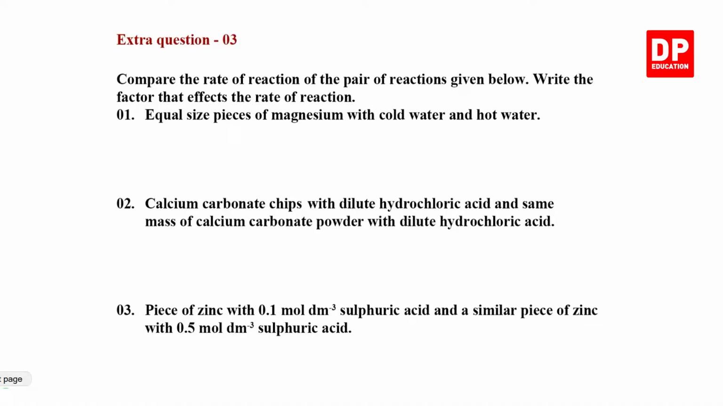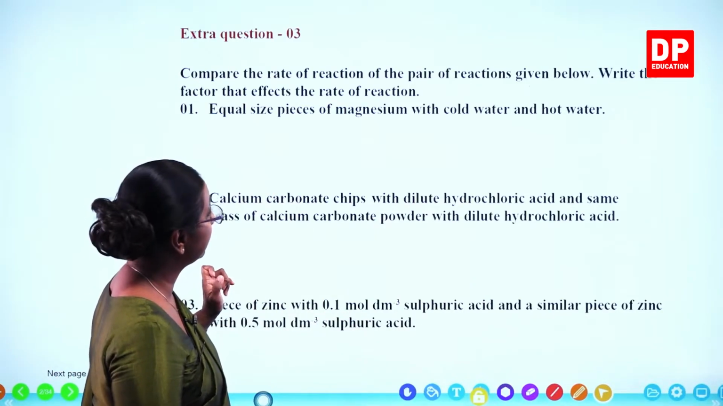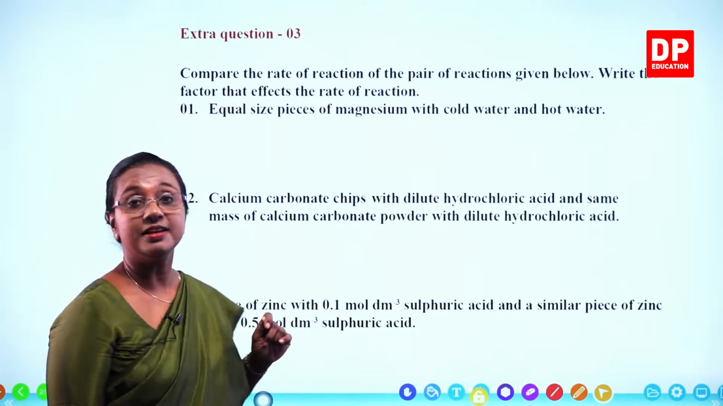Extra question 3. Compare the rate of reaction of the pair of reactions given below. So in each question, they have given a pair of reactions. You have to identify the factor that affects the rate of reaction, and you have to compare the rate of reaction. And also write the factor that affects the rate of reaction.